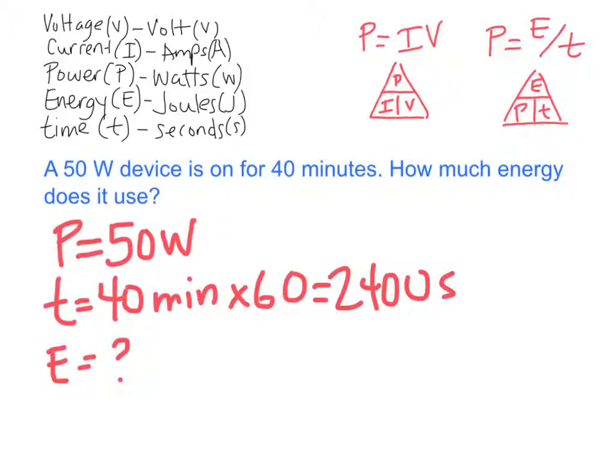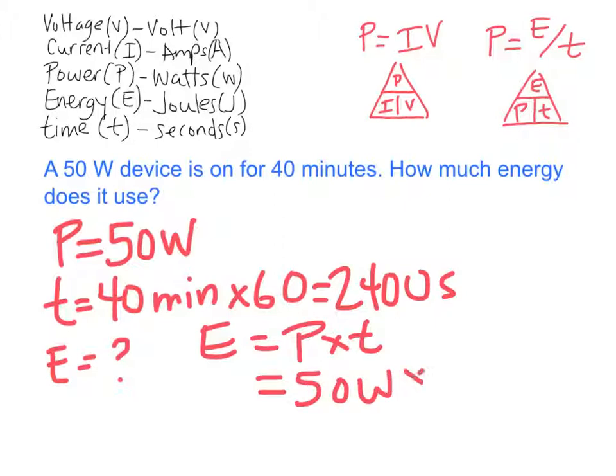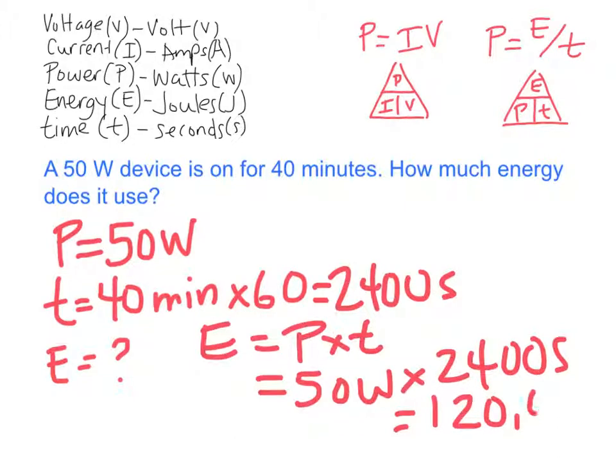Okay, so now that we've done that first step, we need to just solve it like we normally would. E is what we're looking for, energy. If you look up to the top, look at that triangle. To solve for energy, we're going to need to multiply power and time. So E equals P times t. E equals 50 watts times 2,400 seconds. And that equals 120,000 joules.